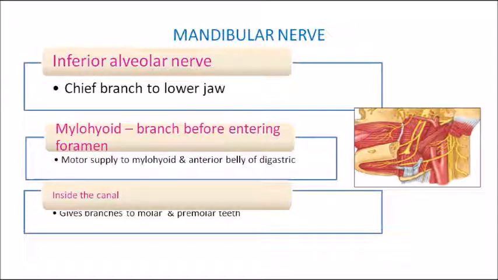Within the canal, the inferior alveolar nerve gives rise to branches to the molar and premolar teeth. So here also we can see that the pattern of distribution is almost the same as the vascular supply. The inferior alveolar nerve is the chief branch of nerve supply to the lower jaw from the trigeminal nerve. It has the mylohyoid branch before entering the canal. This branch provides supply to the anterior belly of the digastric as well as the mylohyoid muscle, and within the canal it provides direct nerve supply to the dentition, that is your molar and premolar teeth.